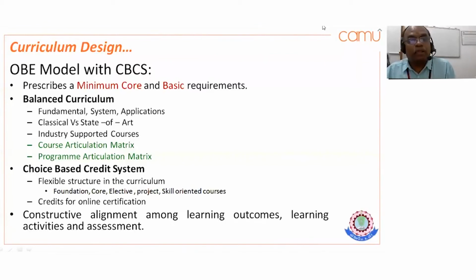But fundamentally, in OBE and CBCS, there should be a constructive alignment among the learning outcomes, learning activities and assessment. Learning outcomes come from the curriculum design, learning activities from the content delivery, and then how we are going to assess. There should be a constructive alignment here. In most institutions this alignment is missing. That's why we are facing a lot of problems now. This is going to be the critical thing in any design.